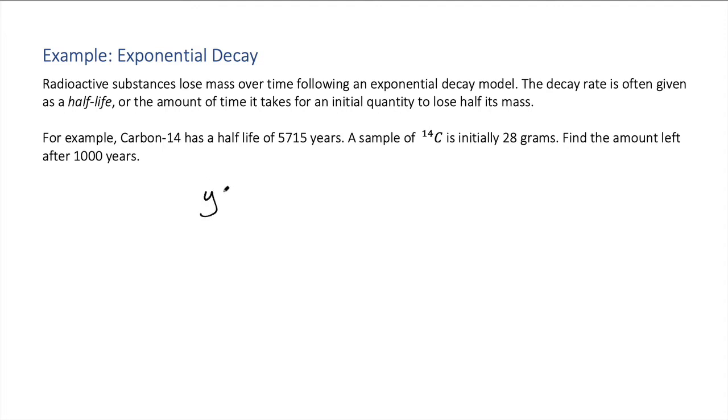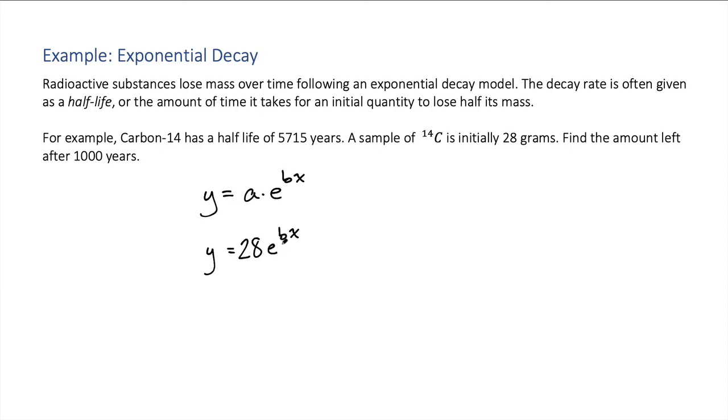I'm going to write it like this: y equals a times e to the bx. Again, if I write it like this, b is going to end up being negative because it's decay. I'm starting off with 28 grams. That's a, our initial value, and so I can put that in. So really the only thing I need now is b.